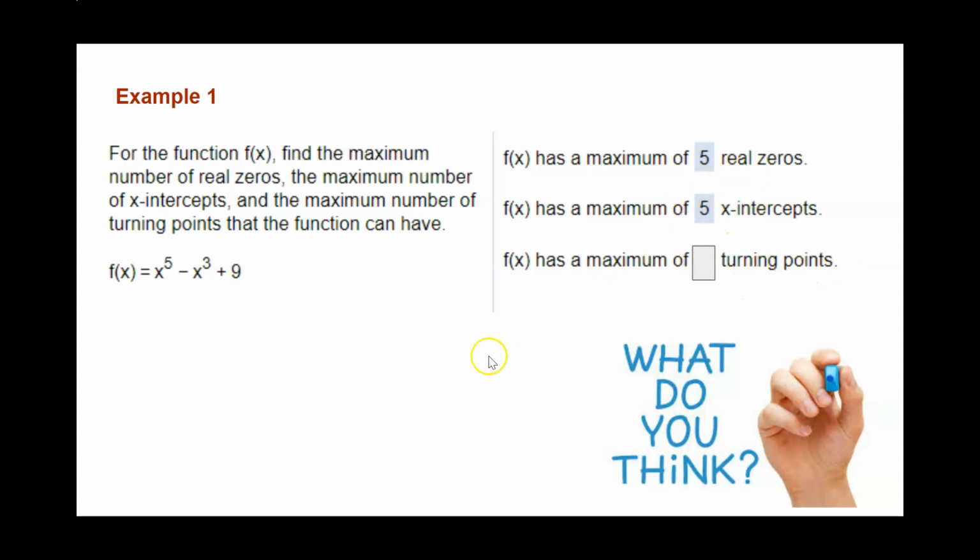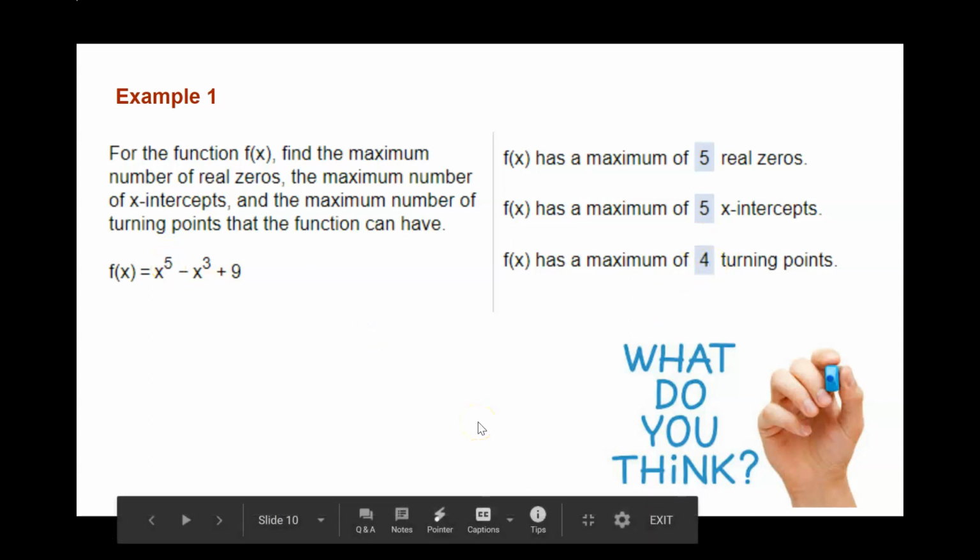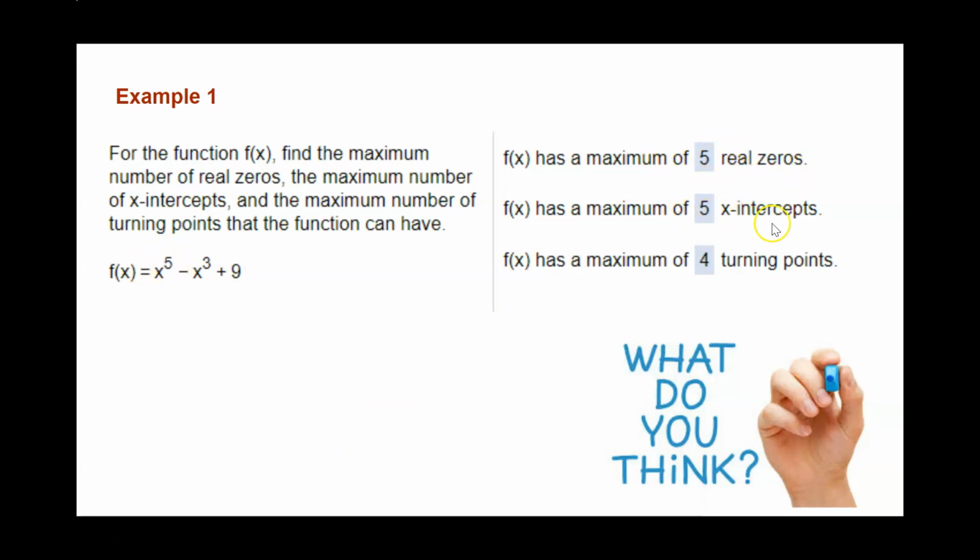So how many turning points do we have? Anytime we need to find the turning points, we take whatever the n is for the leading degree and subtract it by 1. So we have 4 turning points when the graph turns directions. So there'll be 4 times where it does that. Again, if you see the degree is 5, that's going to be our zeros and x-intercepts. Trying to find the turning points is always going to be n minus 1.